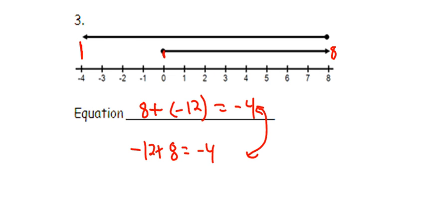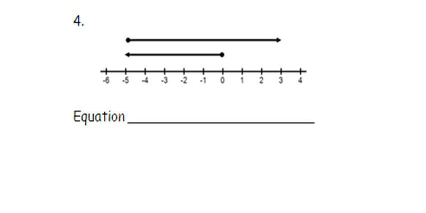Let's look at problem number 4. Okay, in problem number 4, again, we always start with 0 for our bottom number line, typically. And now we're starting in the left direction. So we're going to start off with a negative number. We've got to figure out what that negative number is. So 1, 2, 3, 4, 5. So our equation is going to start off with negative 5 plus.